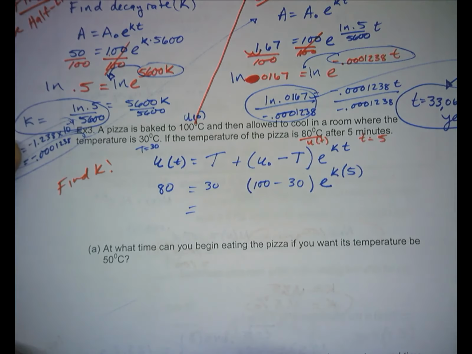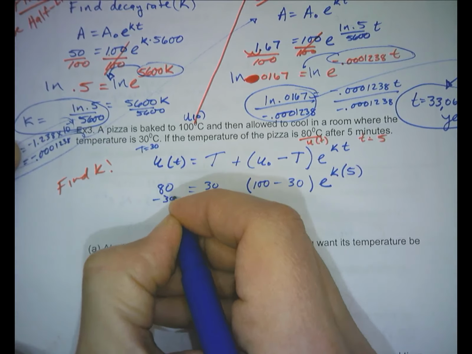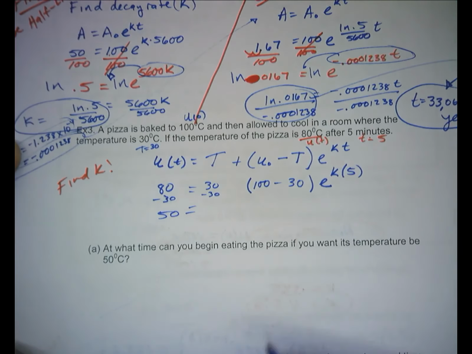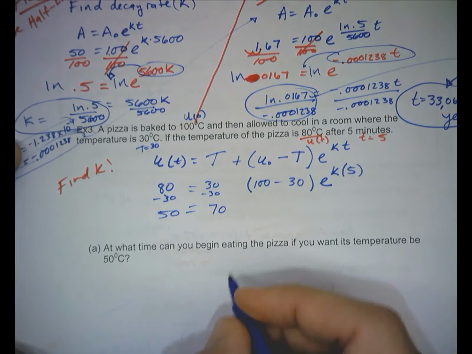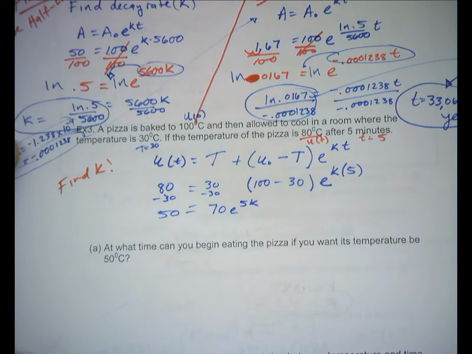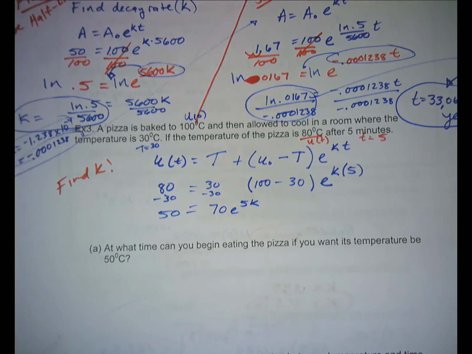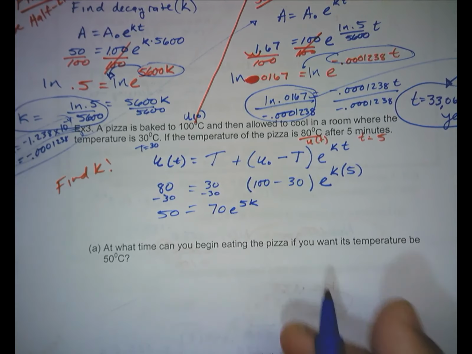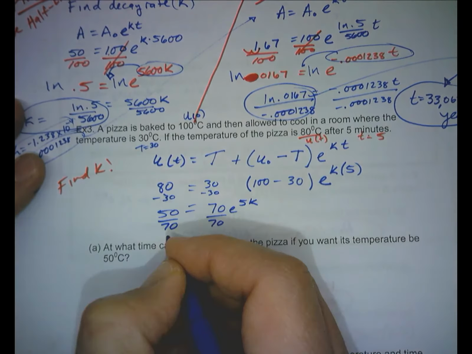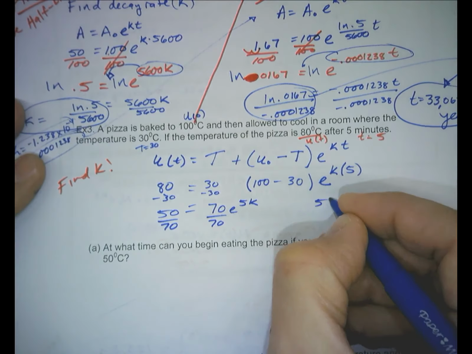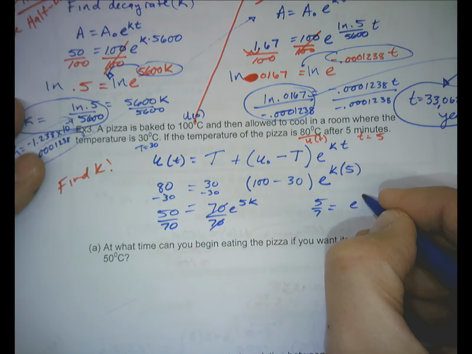So here we go. First thing I would do is subtract the 30 over. That gives me 50. I would simplify here. 100 minus 30 is 70, and then e to the 5k. Look how nice and pretty that looks now. When you look at this formula, it looks super scary, but it's very easy to simplify. We go through the process. We divide over. 50 divided by 70, I'm just going to simplify to 5/7. This guy cancels, and I have e to the 5k.